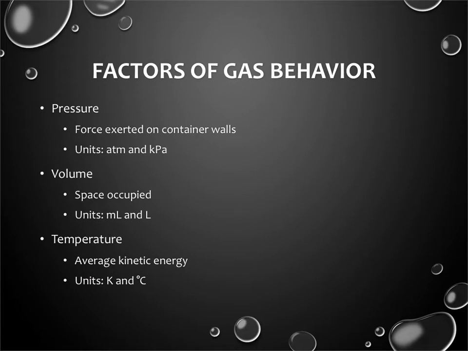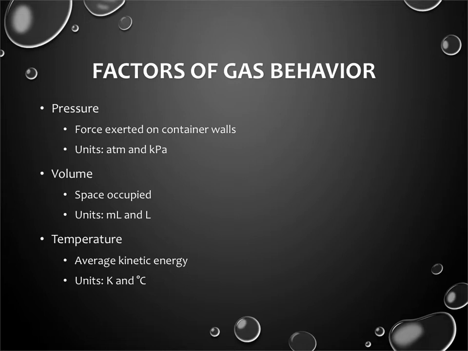And so when we go into the laws that govern gas behavior, these are the three main factors: pressure, volume, and temperature. First talking about pressure, this is really the force that is exerted on container walls, so force per area, essentially, if we look at the actual physics equation. But the units for pressure are atmospheres, ATM for short, or kilopascals, which is kPa for short. So these are the two main units we use for pressure. You might see some others, but we're going to focus on just atmospheres and kilopascals.